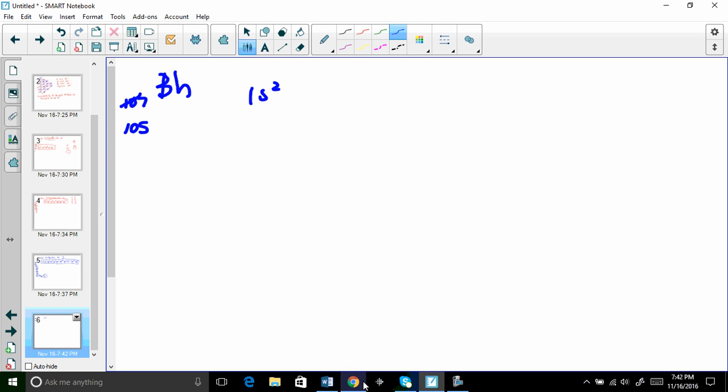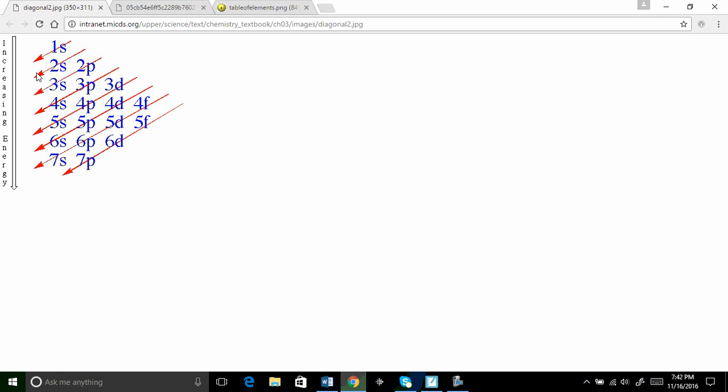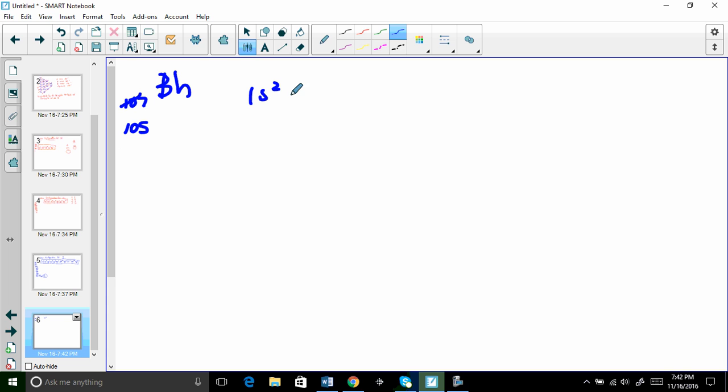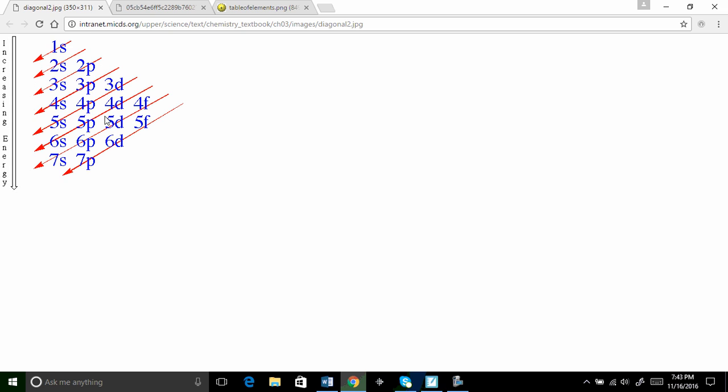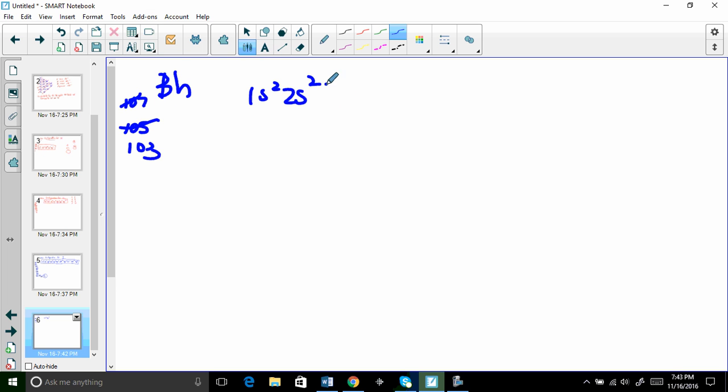Okay, then what fills after 1s? It looks like 2s. 2s, s orbitals hold 2. We're down to 103. Going faster now. What fills after 2s? 2p. 2p, but p orbitals hold 6. 103 minus 6 is 97.